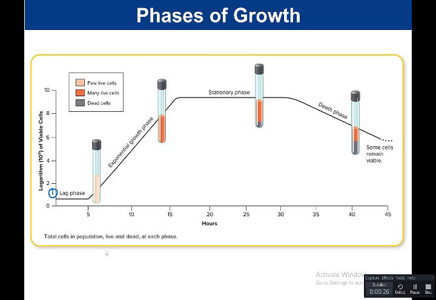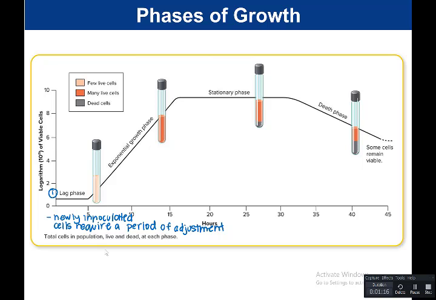And the lag phase is going to appear relatively flat. This happens because newly inoculated cells require a period of adjustment. So the cells are starting to adjust to their new environment, right? An example of this would be if we transferred bacteria from a slant into a phenol red broth.